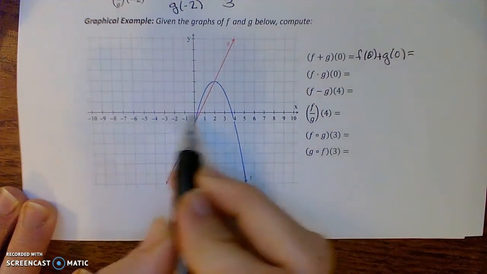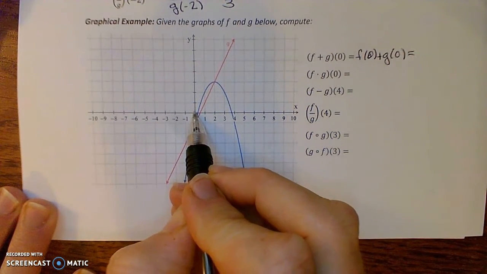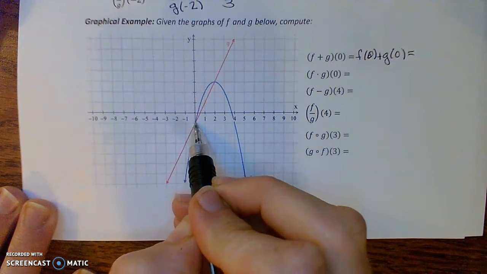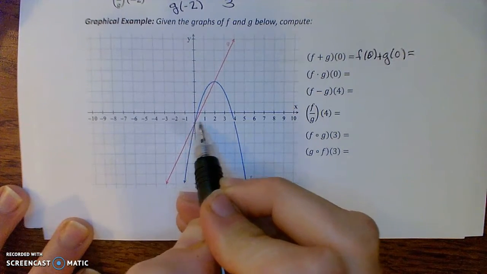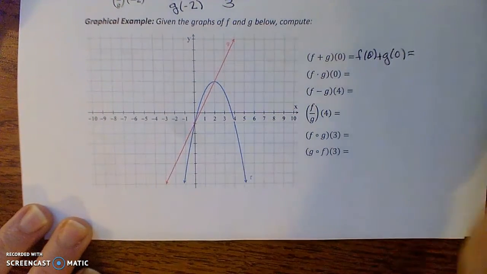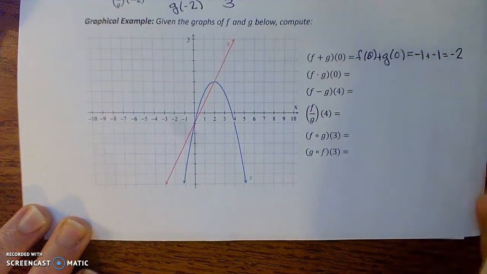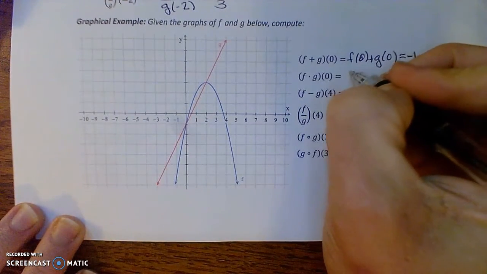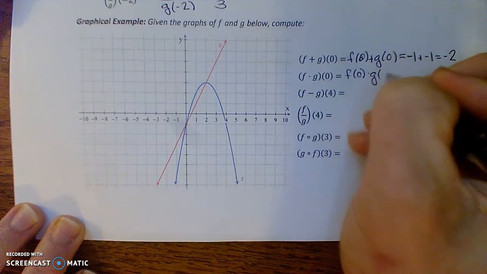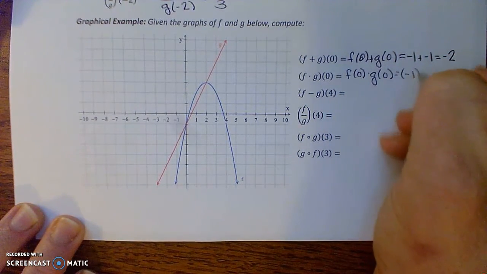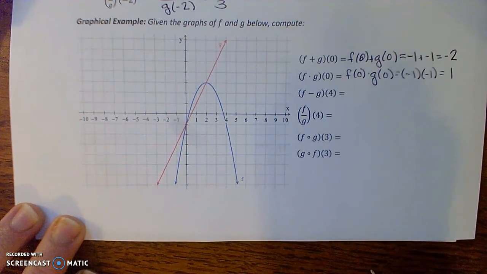So here's the x values, all the input values. So here's the input value 0. Oh, it looks like they have the exact same output value because the two graphs intersect. Both of them have an output value of -1. So that'll be -1 plus -1, which is -2. Okay, same thing here. If you were multiplying, this would be f of 0 times g of 0, which is -1 times -1, or +1.